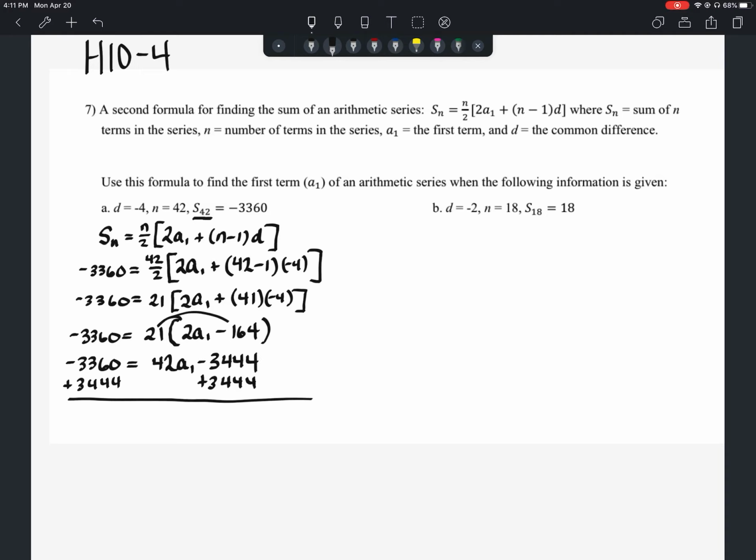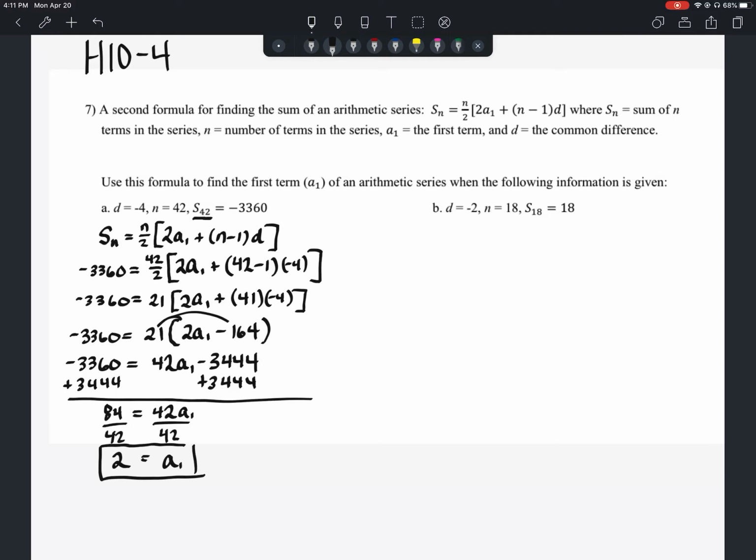And when we do that there, we should have 84 is equal to 42 times the first term. Well, let's go ahead there and divide by 42. And you see that we get a sub 1 is going to equal 2. So the first term in that arithmetic series is 2.